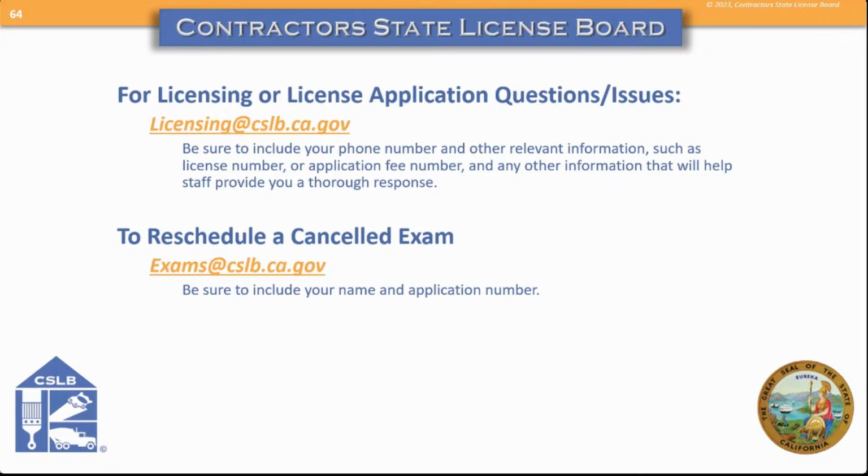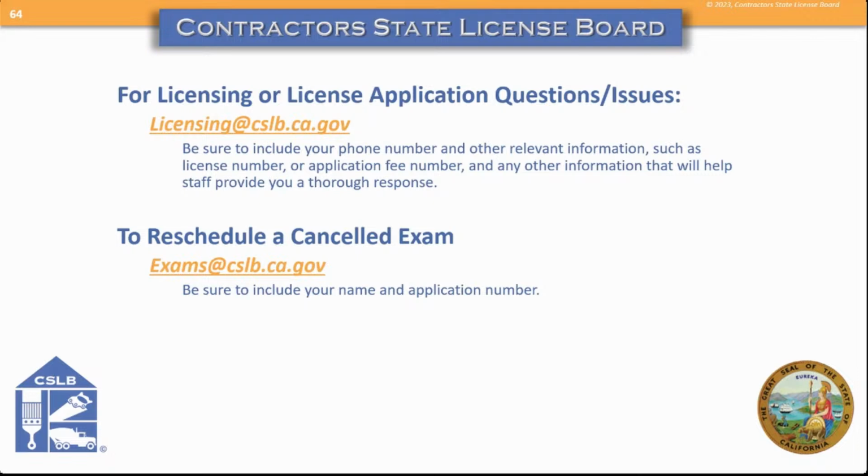So if you get a painting license and then you want to perform drywall, to perform that after you become a licensed contractor, you would need to add the drywall classification to your license to be able to perform that work.